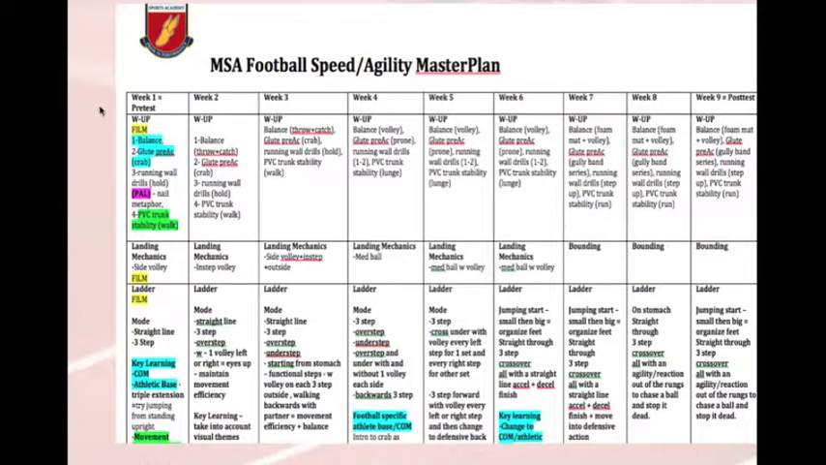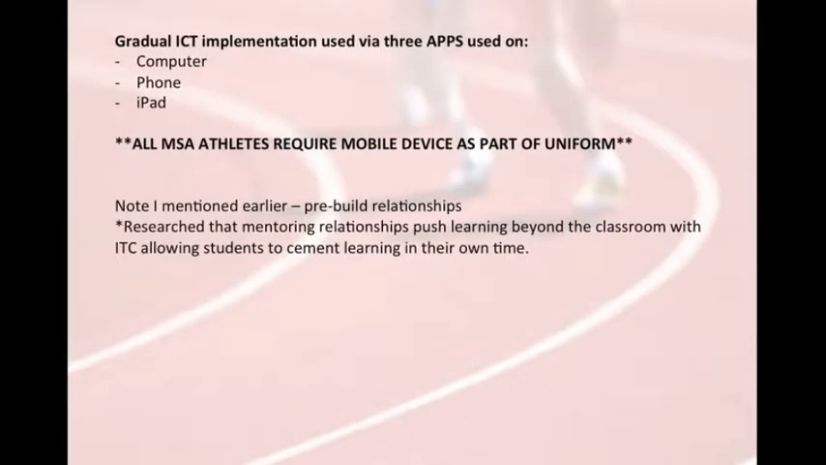I wanted to highlight to you that we went from a pre-test in week 1 all the way through to a post-test in week 9. Warm-up progressed from initial teachings all the way through to warm-ups that they were progressing themselves. Gradual ICT communication was used via 3 apps used on computer, phone and iPad. All Maribyrnong Sports Academy students required mobile devices as part of their uniform.